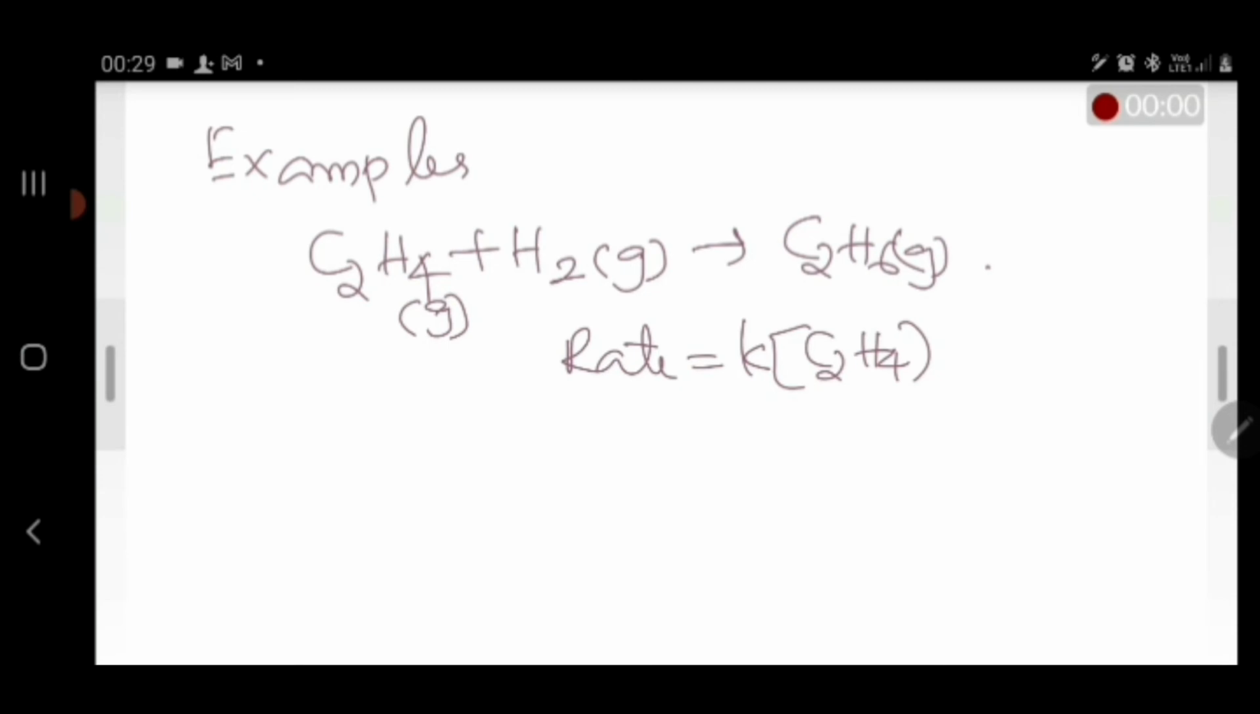Another very important example for first order kinetics is radioactive decay. All natural and artificial radioactive decay of unstable nuclei takes place by first order kinetics. Next we will discuss the integrated rate equation for zero order reaction. Once you know the integrated rate equation for first order reaction, zero order reaction will become very easy. So let us consider a reaction.